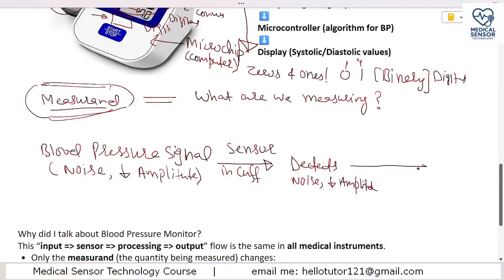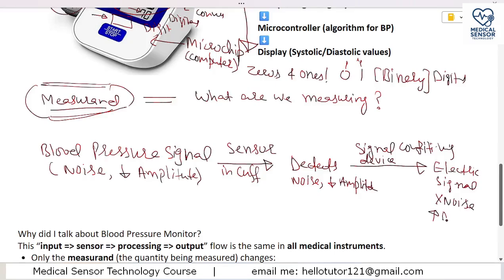Now we have another device here, we call it signal conditioning, or processing, whatever you call it. What it will do is give us again an electric signal. By the way, we also call it an analog signal. Now the electric signal's noise will be deleted, right? No noise, and the amplitude will be increased, right?